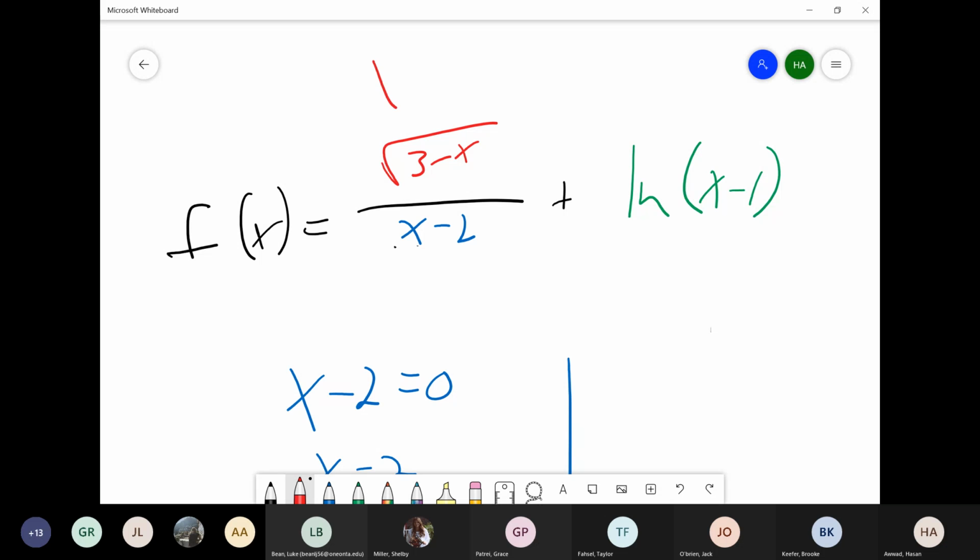But let me ask you, can we get a 0? Is it okay to have a 0 in the numerator? So if we get a 0 underneath the square root, is that okay? Yes, no, maybe. Yes, it is absolutely okay.